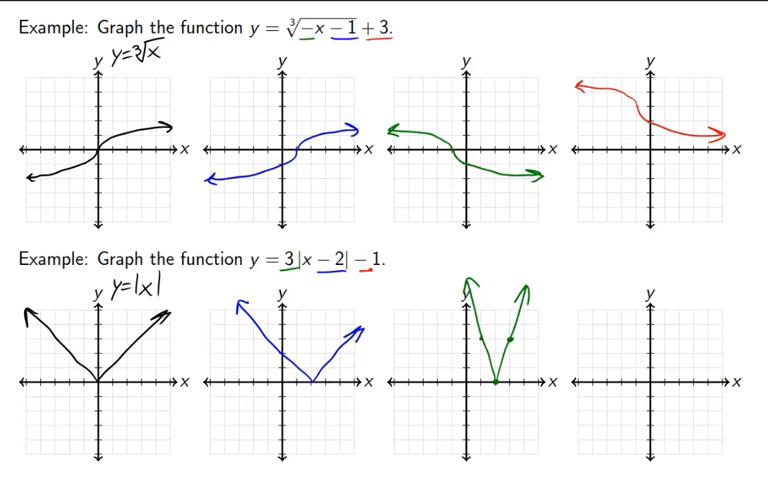Then one final step is the minus 1, which is a vertical shift. So we'll move everything down by 1. I'm just going to plot a couple of these points I had before and draw the graph. So there's your final answer in red.